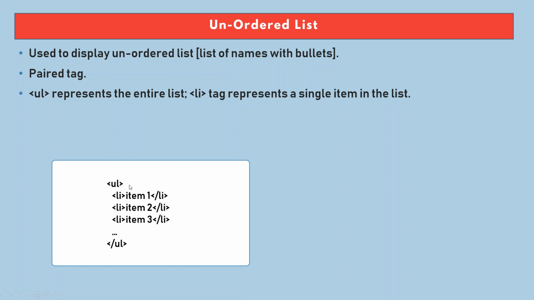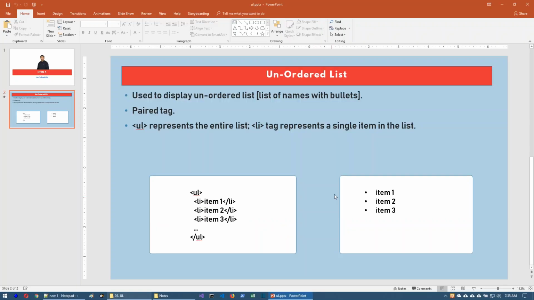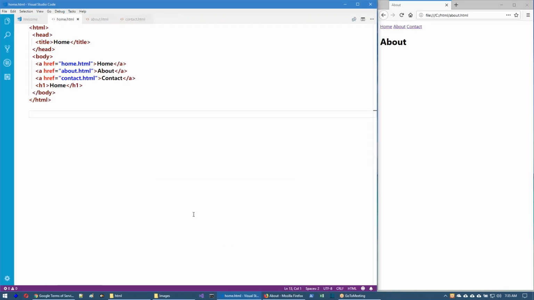Inside UL, other tags are not allowed directly. For example, we cannot place tags like P, B, etc. inside the UL. Inside the UL only LI is allowed, and LI must be placed only inside UL. Without UL, LI is not allowed. Now how to prepare this? Let us try to understand. I am trying to create ul.html.